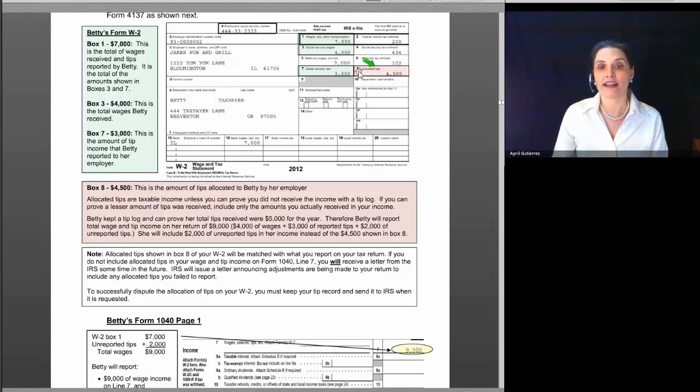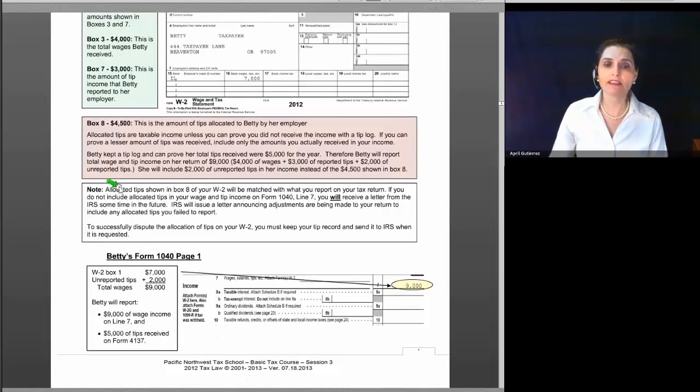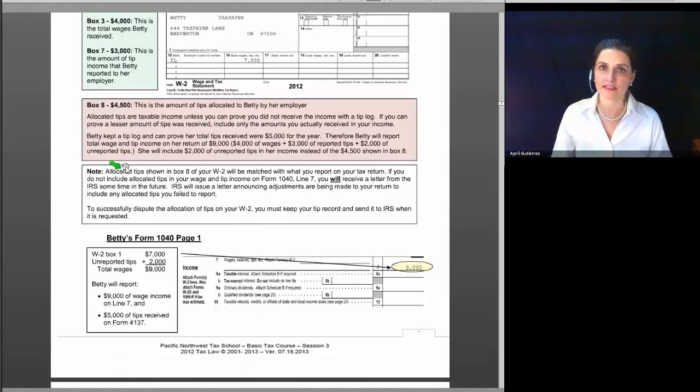But she did get an allocation, and now she's going to have to file a tax return that at the very minimum acknowledges the $2,000 she didn't report. And she doesn't need to report the full allocation because she has a tip log that proves the amount she actually received. So when Betty reports her wages on her tax return, she's going to go over to line 7 and enter $9,000. The $7,000 from the W-2 plus the $2,000 of tips that she should have reported and didn't. $9,000 goes on line 7.